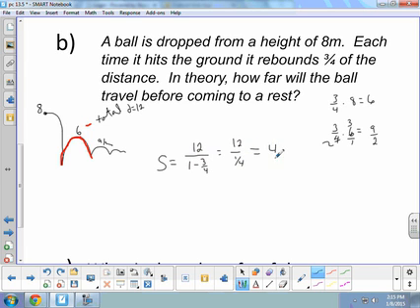So it looks like that's 48. But remember, we also started at 8, and it just got really like half a cycle, because there's no up here, it's just down. Down 8. So let's add 8 onto that. It looks like that ball is going to be traveling about 56 meters.